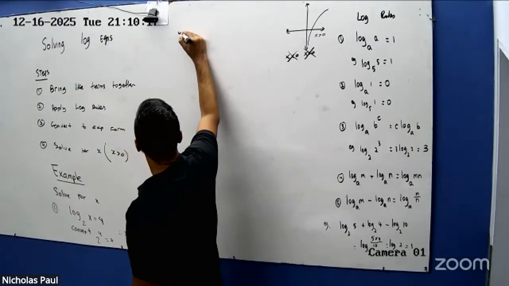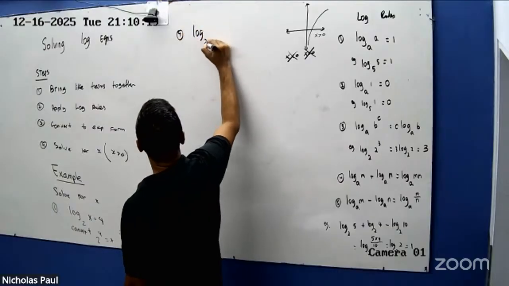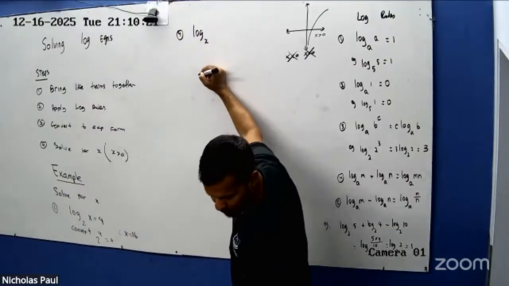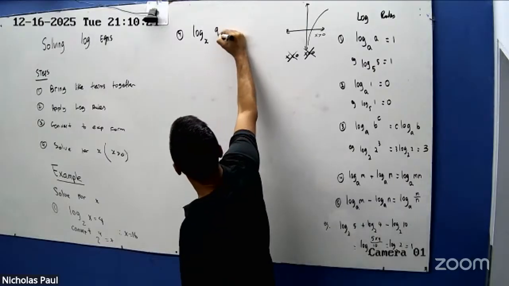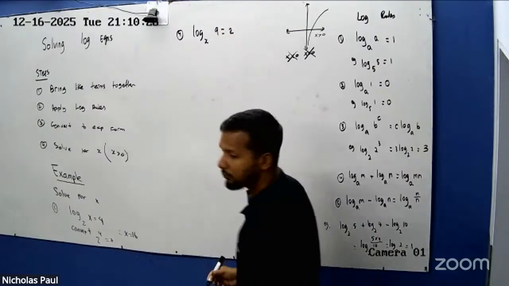Try this one. I'm putting the x down here instead. Log to the base x of 9 is equal to 2. Try that.